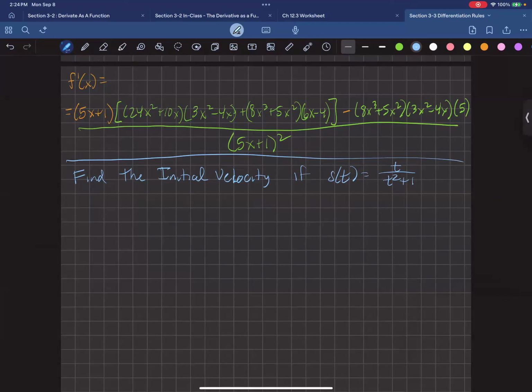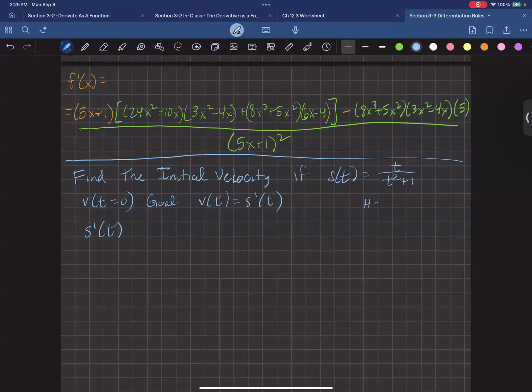All right, so we want to find the initial velocity. This is when we're looking for v of t when t equals 0. That's the goal. And remember, v of t equals s prime of t. So we want to do the derivative of that.